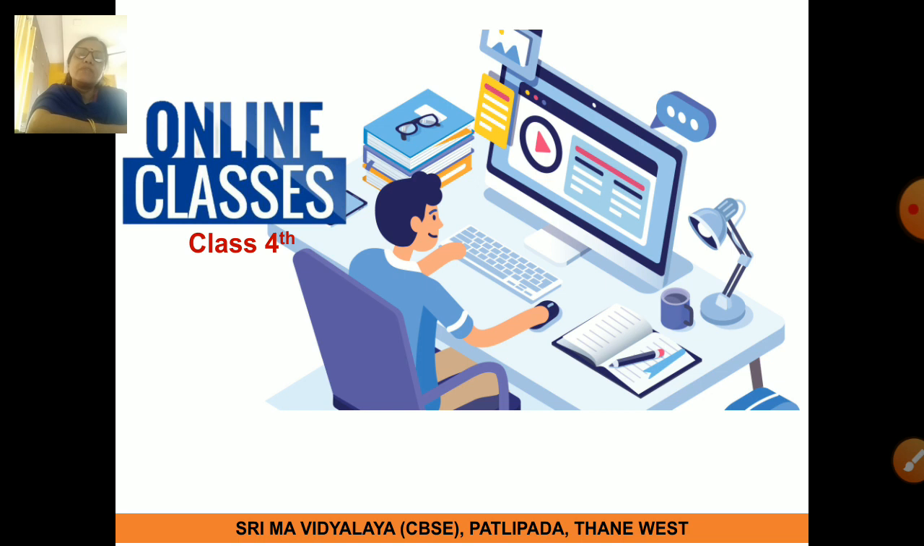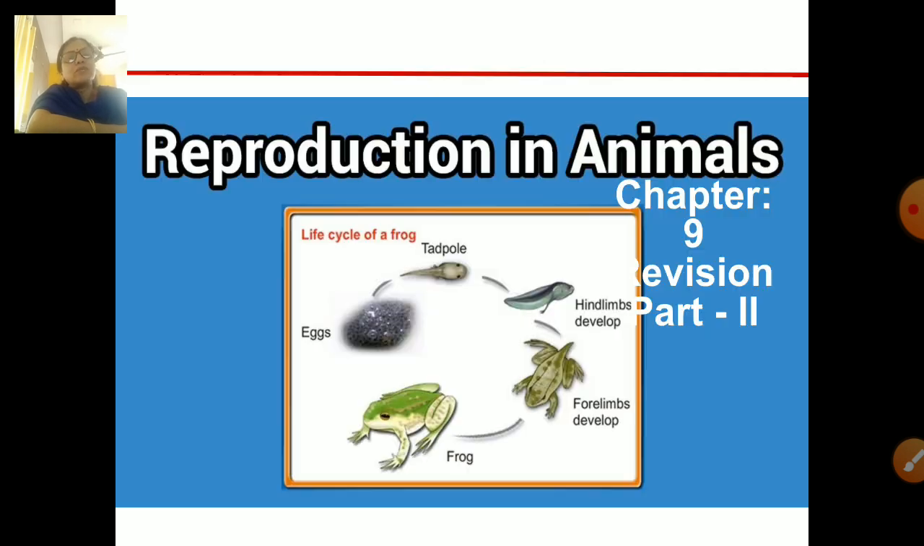So today we will continue our revision in reproduction in animals. Yes children, remember yesterday in the last class we did reproduction in animals revision, that was part 1, right? And in part 1 we discussed why reproduction is important, and we also discussed how animals reproduce.